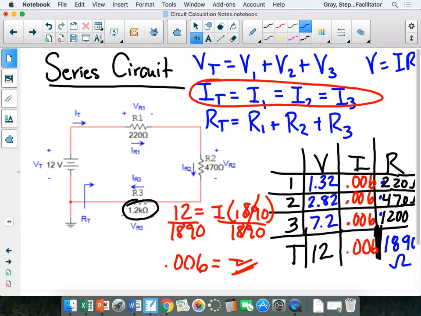All right. So let's do a parallel now. Let's go and do the parallel. So I think that's on the next page on your notes, guys.